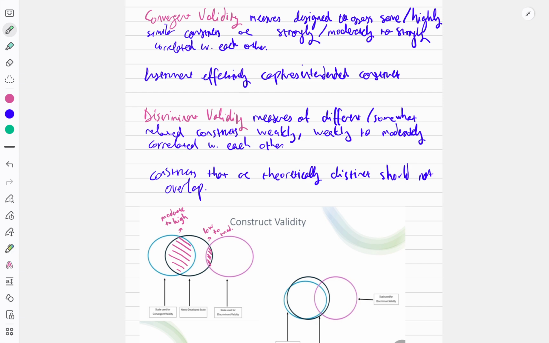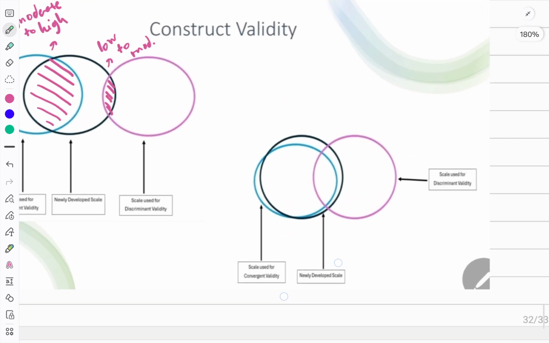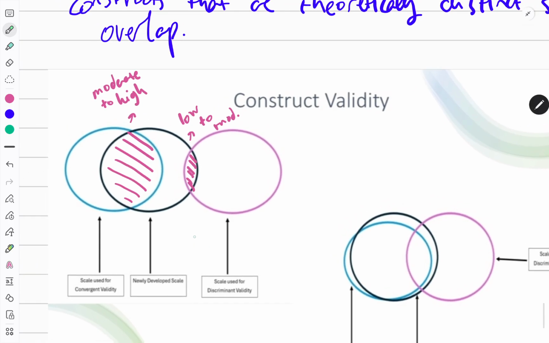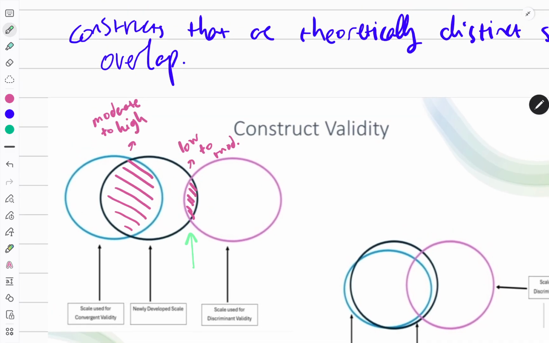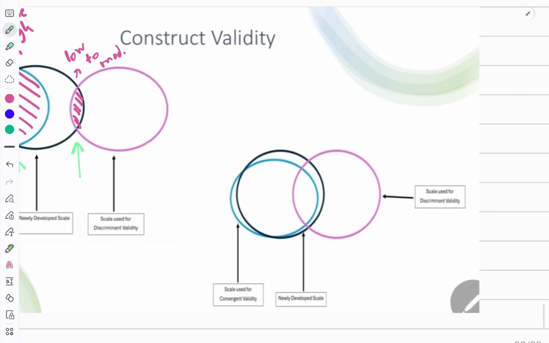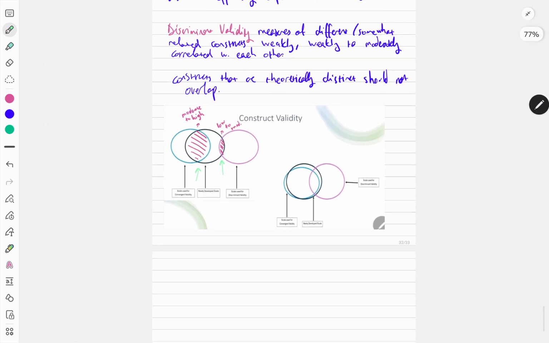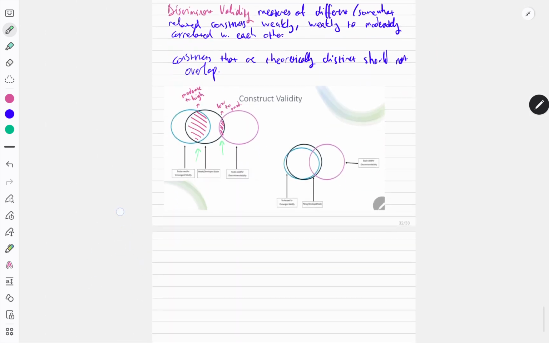And here is an example from the slides. Here you can see the scale used for discriminant validity. There's a low to moderate amount of overlap, and in the scale used for convergent validity, there is a high overlap. So that means that our study has construct validity. And here, as you can see again, in discriminant validity there is low to moderate overlap, and in convergent validity there is a very high overlap. So these are all my notes from the lab.